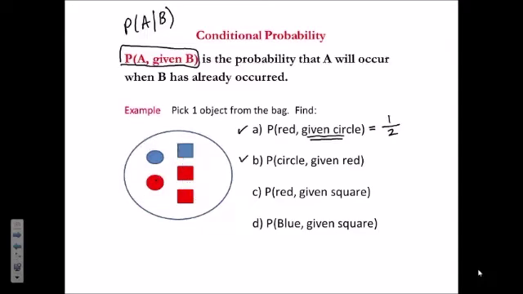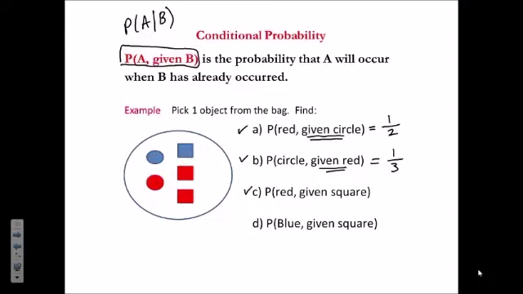What's the probability of picking a circle given a red object has been picked? Again, start with the given. Given a red object has been picked, you're only talking about the red objects, forget the rest. Of these red objects, of which there are 3, how many are circles? 1 out of 3.